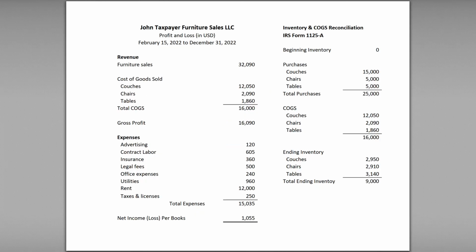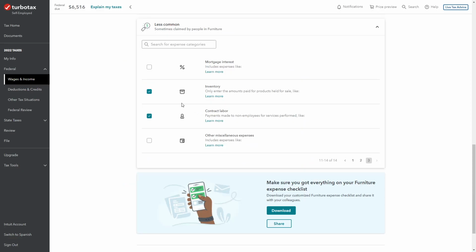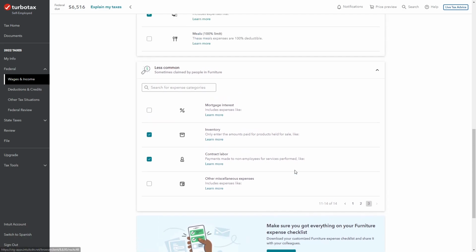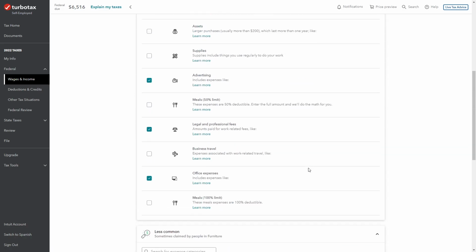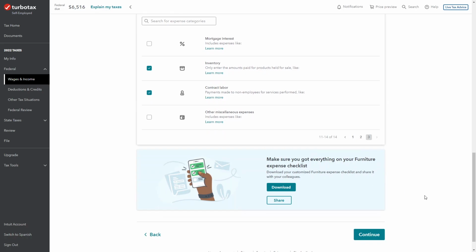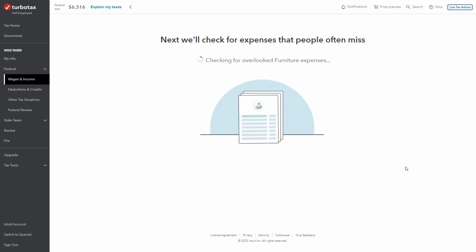Do we have anything like that? Let's see. Office expenses, utilities, rent. I think we've already checked off all the stuff we're going to need. If it turns out that you skip one, not a big deal, right? When you go to enter the expenses, if you notice something is missing, you can obviously just add new expenses, right? So we're going to continue on through.